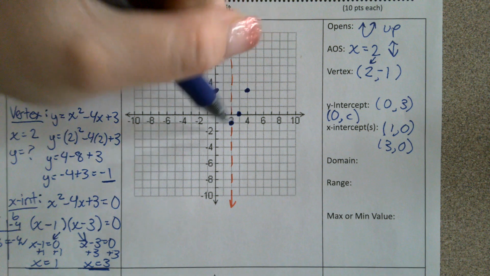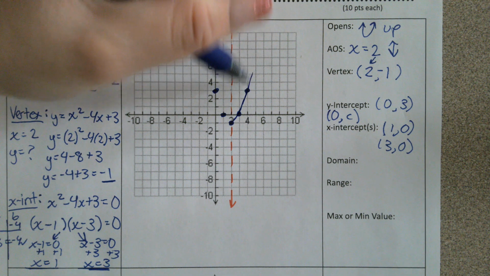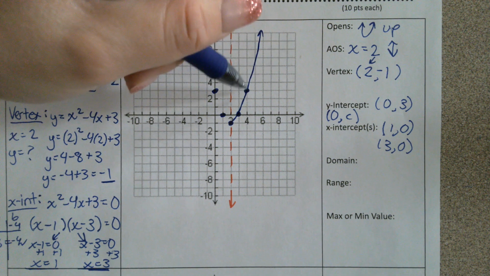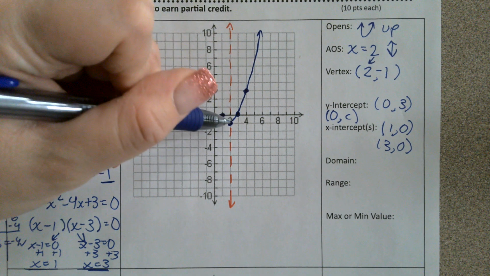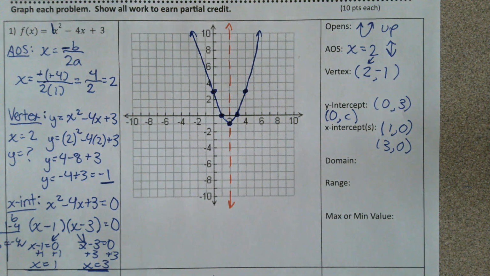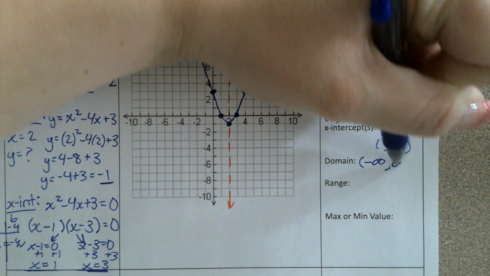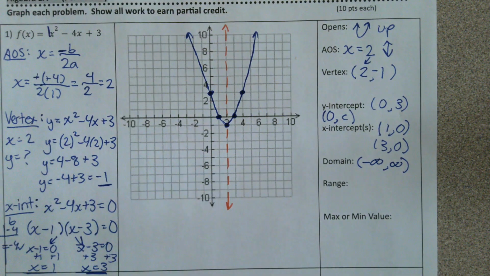So let's draw in the actual parabola. Don't forget to take your time on this. Preferably don't draw the line straight up. It does keep going out on both sides. Something like that. Domain, negative infinity to infinity, always for quadratic functions.